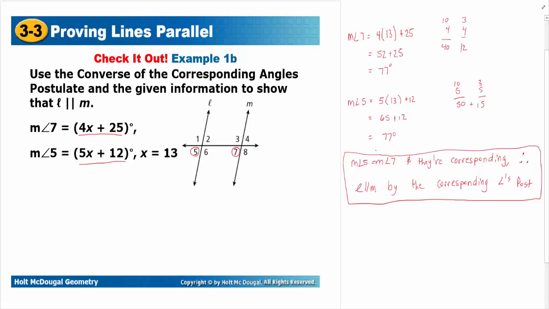So that one just takes an extra step because they didn't tell you that they're equal. You had to kind of show that with the information that you were given. Okay, but other than that, once you've shown that, it's the same process. Just have to show that they're equal and they're corresponding. Once you've done that, you can then say that they're parallel. The lines that are formed by the transversal are parallel, because that's what the postulate states. Okay.